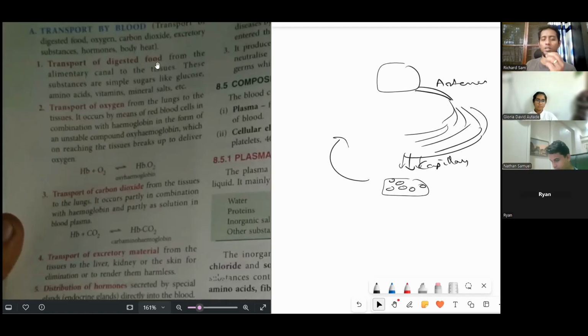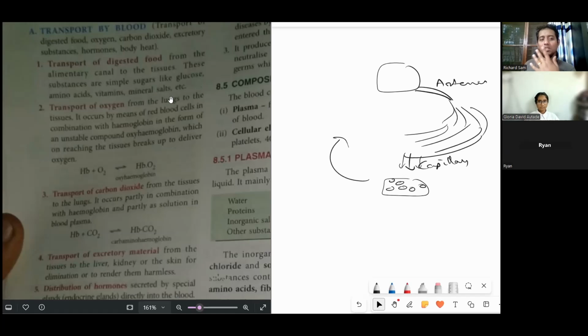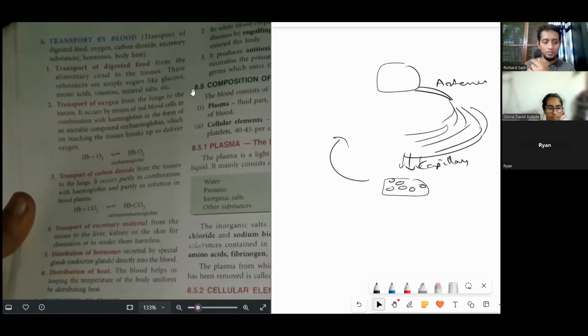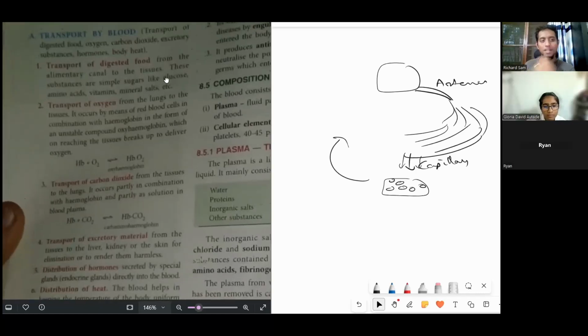So what is the food? Your food digests to form glucose, amino acids, vitamins, minerals, salts, etc. These are all the digested food that we eat. Glucose is from carbohydrates. Amino acids is from proteins. Vitamins are certain substances, minerals are certain ions like calcium, potassium, all the metals and non-metals, they come under minerals. And then there's also fats. They didn't mention fats here.